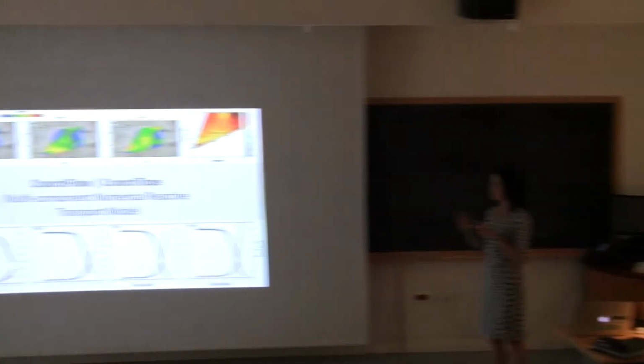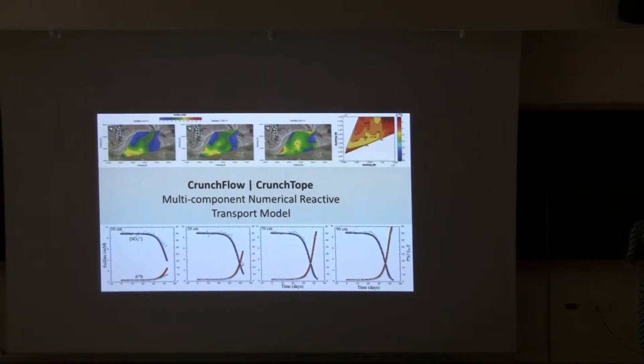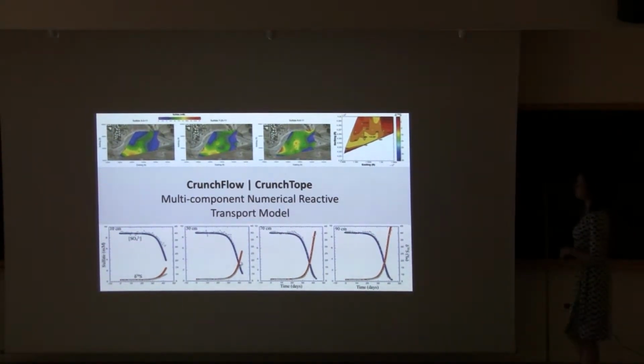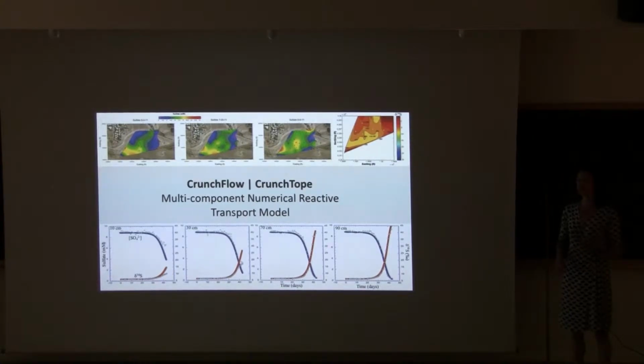So this is a multi-component, meaning many species can be treated, numerical reactive transport model that you can utilize for a wide variety of different applications. You might have heard it called Crunch Flow, or you might have heard it called Crunch Tope.